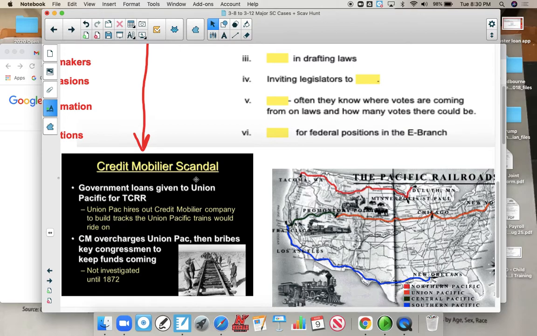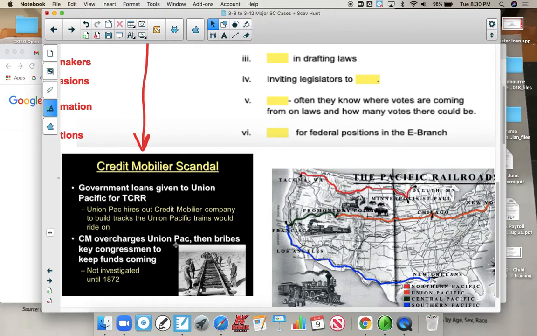Government loans were given to the Union Pacific Railroad from New York to Chicago and then later to Promontory, Utah here to meet up and create a transcontinental railroad. And the Union Pacific Railroad Company hired a construction company known as Credit Mobilier to build the tracks themselves. Only Credit Mobilier overcharged Union Pacific Railroad. They charged them $94 million, and the cost was only $50 million. So it's a net profit of $44 million that went to the railroad execs themselves.